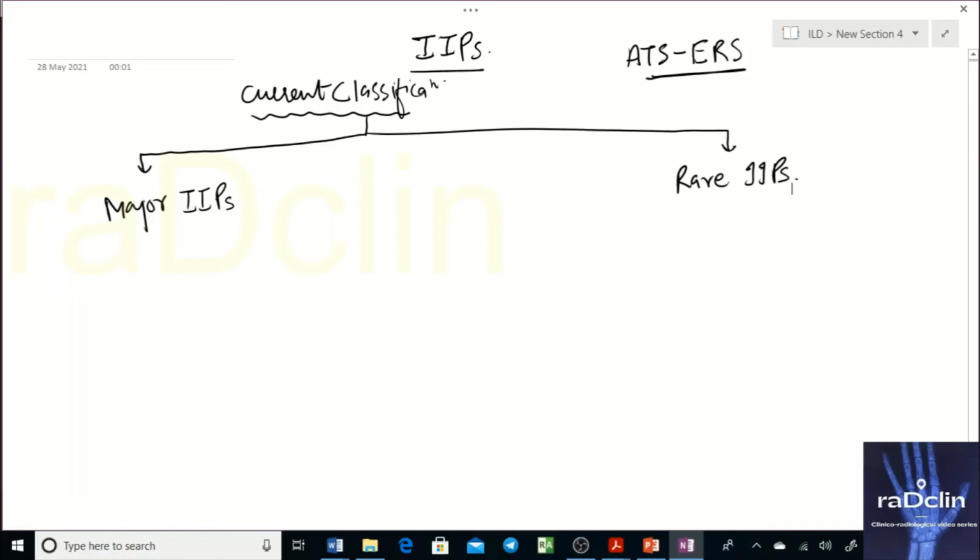Among major IIPs, we divide them into three categories, depending on whether it is chronic, acute or subacute. On that basis, we have chronic fibrosing IIPs. Second, we have smoking related IIPs.